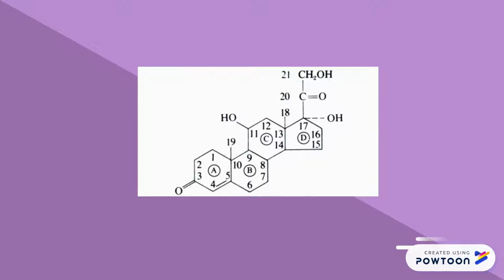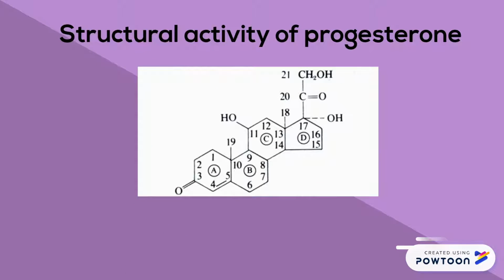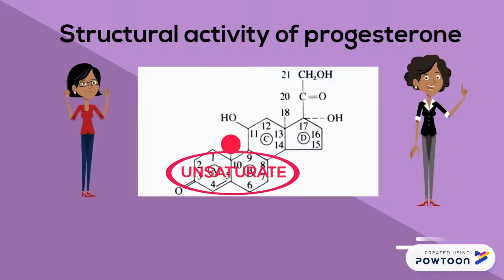Next, we have progesterone. For the structural activity relationship, its steroidal nucleus is essential for activity. Removal of the methyl group at carbon 19 and unsaturation of ring B or C can increase the activity of progesterone.